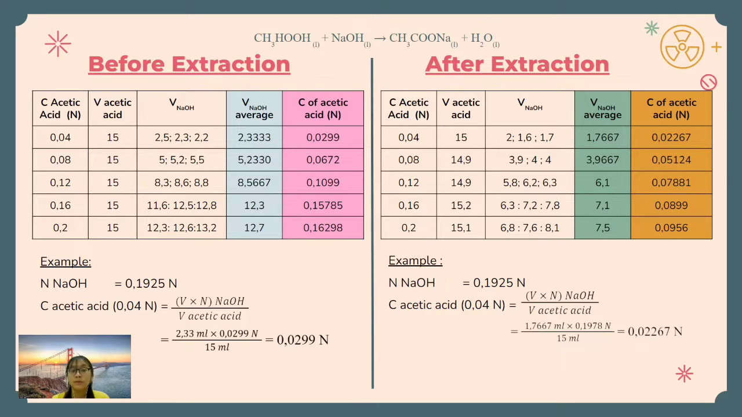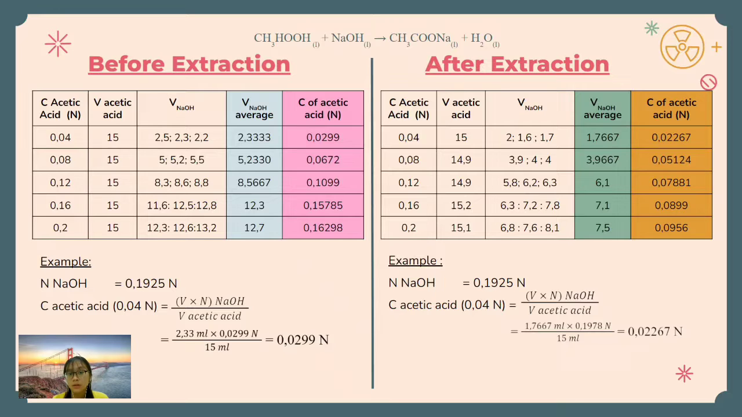To find out the concentration of acetic acid after extraction, the layer will be titrated with a 0.1925 normality NaOH solution, and before the titration, PP indicators need to be added to determine the endpoint of the titration. That way, the NaOH volume used for the acetic acid with 3 repetitions is obtained, where the data are listed in the table on the right side. The average NaOH volume for each concentration is 1.8, 3.4, 6.1, 7.1, and 7.5 milliliters.